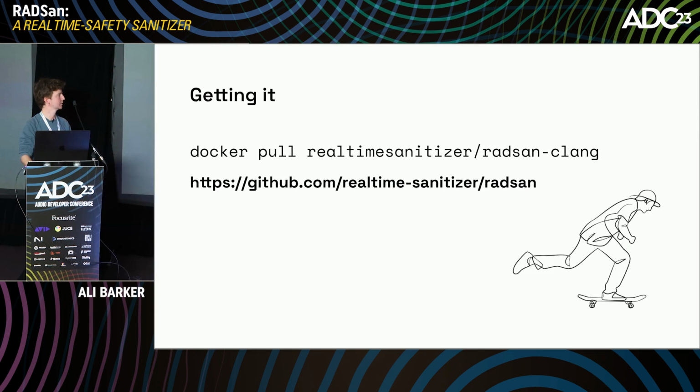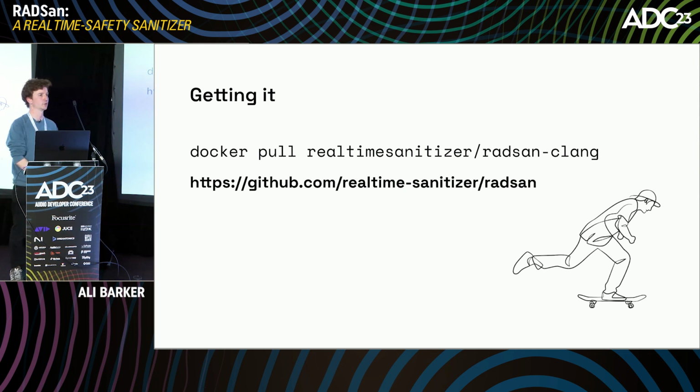So, getting hold of it. There's a couple of ways. We've created a Docker image, which you can pull using this address here: docker pull realtime-sanitizer RADSan Clang. This contains an Ubuntu image with the precompiled fork of Clang and the whole LLVM project, so you can just pull that and start compiling straight away. It does mean you have to be compiling inside Linux, but we still think it's very useful even if your main target is Mac. You can also access the whole repo via GitHub.